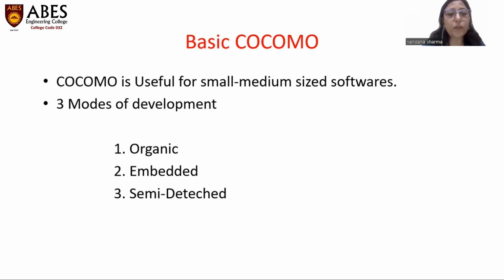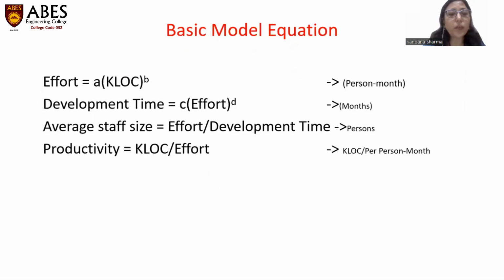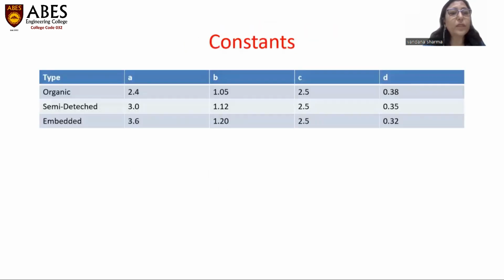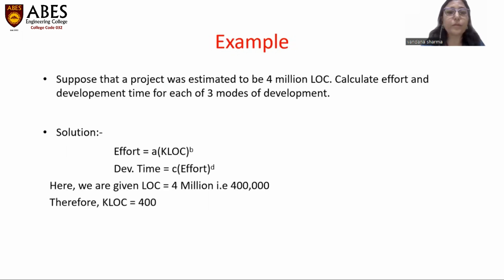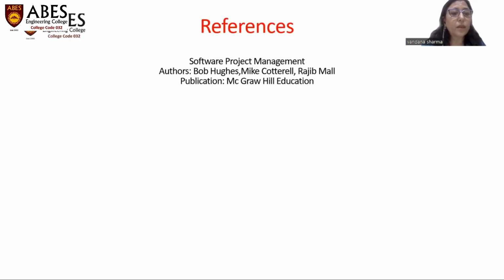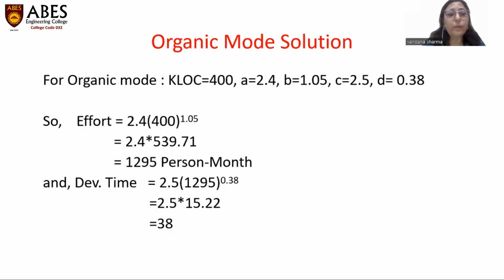For the embedded mode of development, you have to use the values 3.6 and 1.20 for constants A and B, and for constants C and D, you have to use the values 2.5 and 0.32. So this is how you can compute.